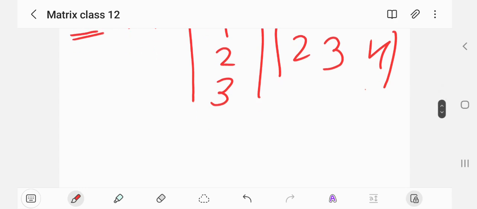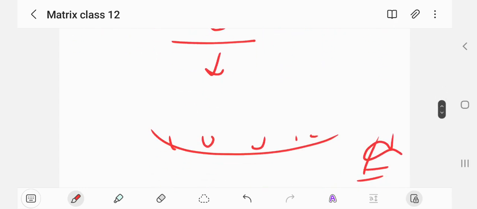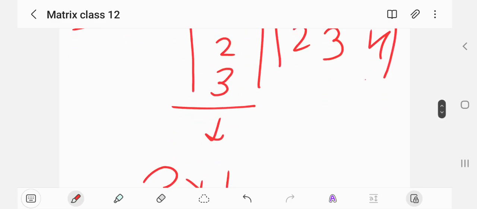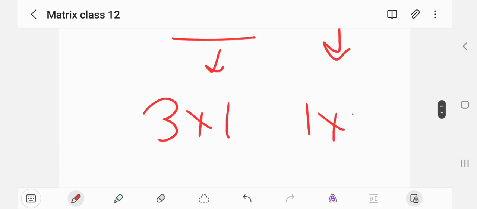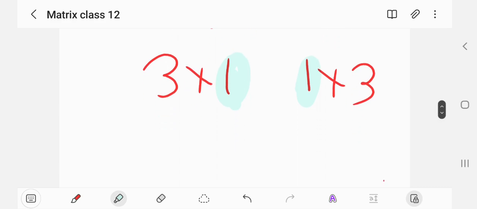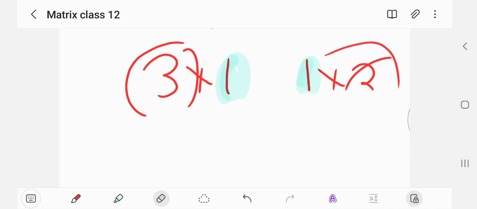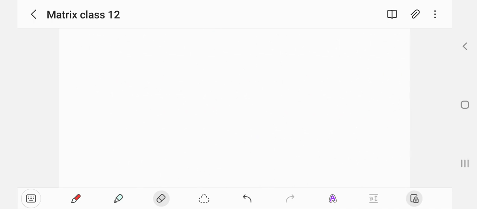Here the order of this matrix is 3 by 1. This matrix has the order of 1 by 3. Since the number of columns is equal to the number of rows, matrix multiplication is possible. Since it is possible, we can multiply and the resultant matrix will be of order 3 by 3. These remaining numbers become the order of our new multiplied matrix. You have seen that we get a matrix of order 3 by 3, right?